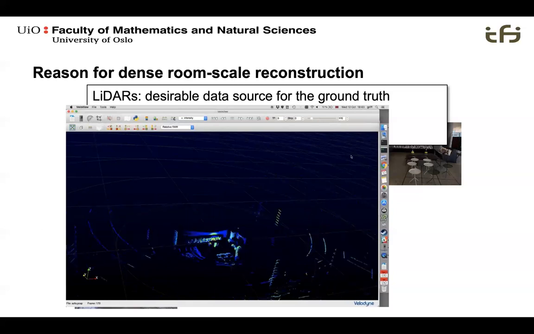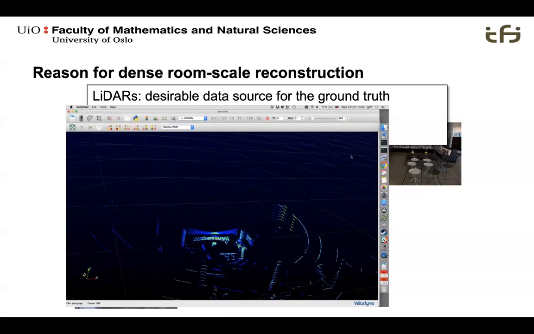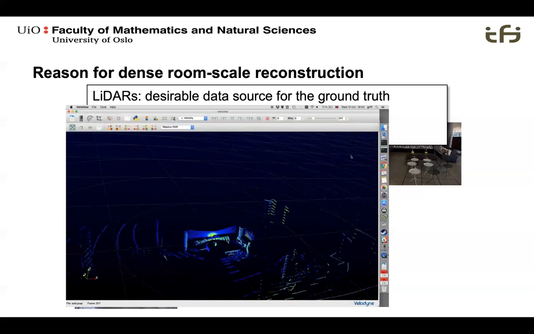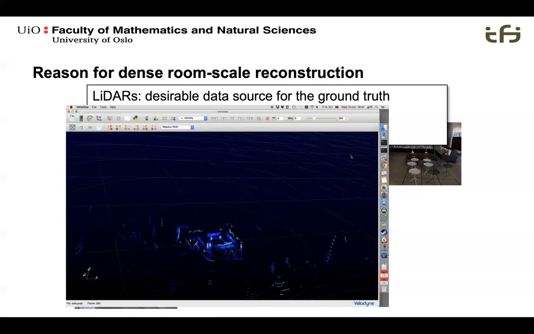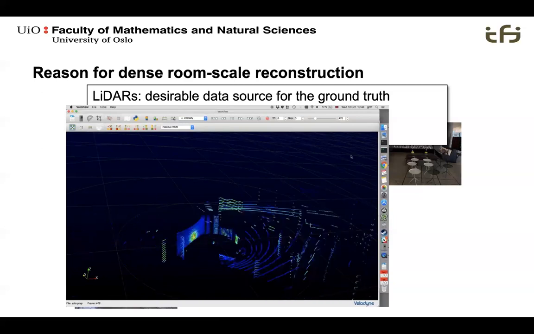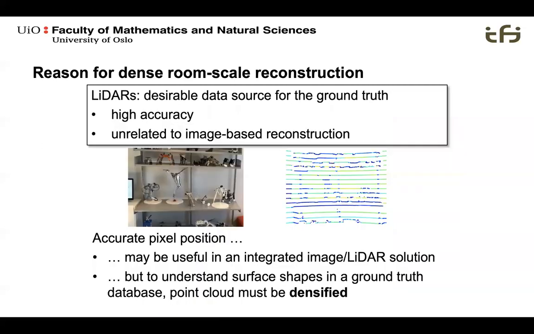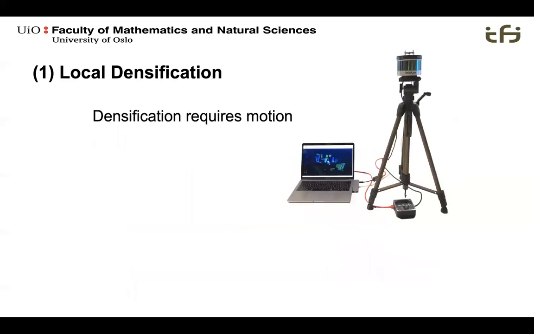But it also means that this is definitely not anywhere near the density that we need in order to figure out if the image-based reconstruction has a high quality and if we are satisfied with it. We need to do more. We know that we have accurate pixel positions, and they may be useful as they are, with the little resolution that they have in the vertical direction, in an integrated image LIDAR solution. But to understand surface shapes in a ground truth database, the point cloud itself must be densified. And that's what we try to do here.